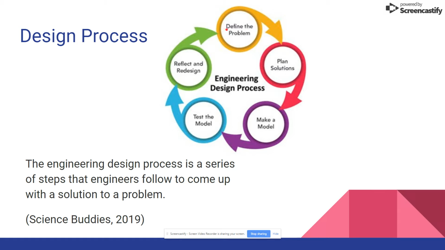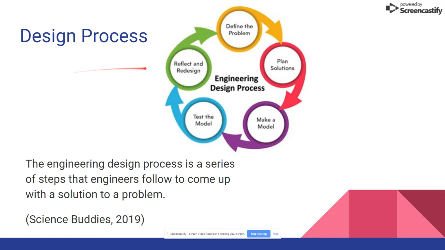And in this image here, you can see the steps broken down. It is based on the engineering design process. You define the problem, plan solutions, make a model, test the model, reflect, and design. And then you will have to go back and forth between these steps until you come up with a prototype that you like, or a final product that you're happy with.